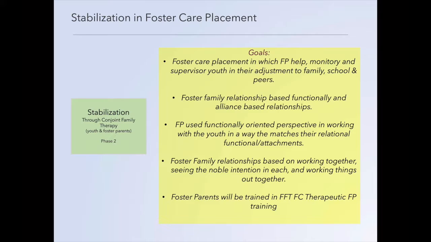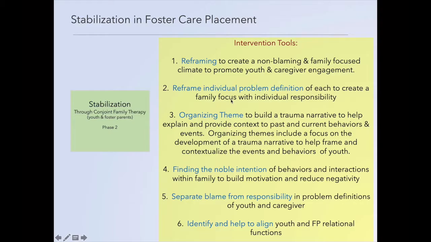Now, when you serve as a problem solver, there are a number of intervention tools that come from FFT that are very useful in this particular phase. And these are skills that you're going to see later on in the training program connected to your training in basic FFT skills, and also your training in terms of specific FFT foster care skills. First, both through engagement motivation and the stabilization phase, you use reframing to take difficult things that are said and redirect those things to try to find the noble intention in a non-blaming way.